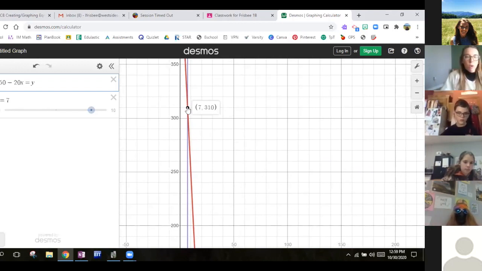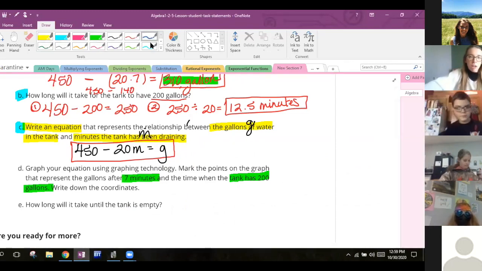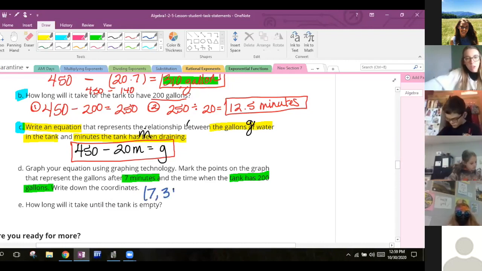So when we're at 7 minutes, how many gallons are in the tank? 310. Good. Isn't that what we said earlier? Yes. Okay, so let's write down that coordinate. At 7 minutes, there were 310 gallons.